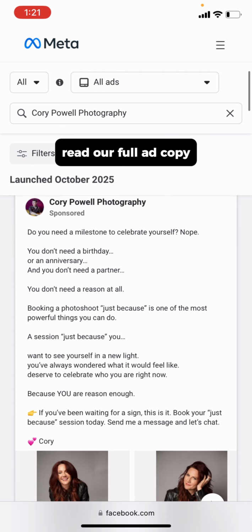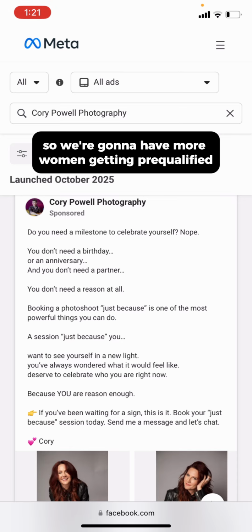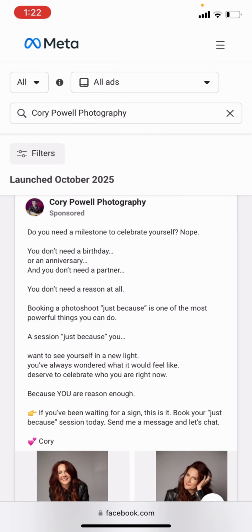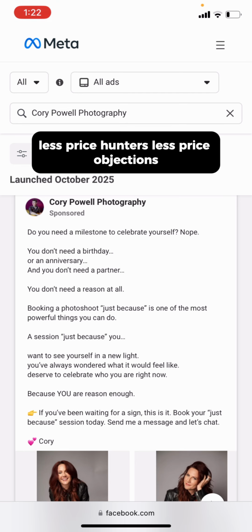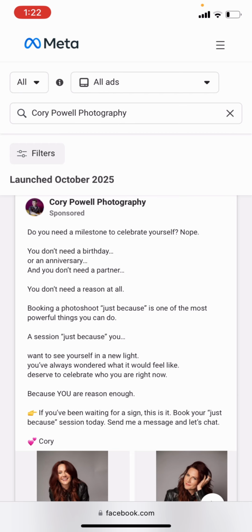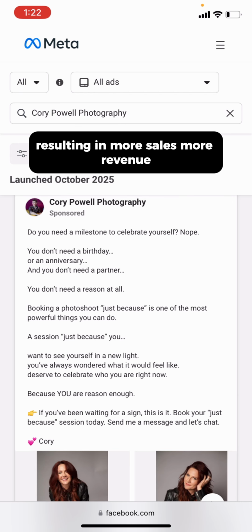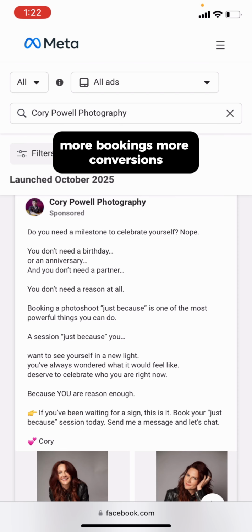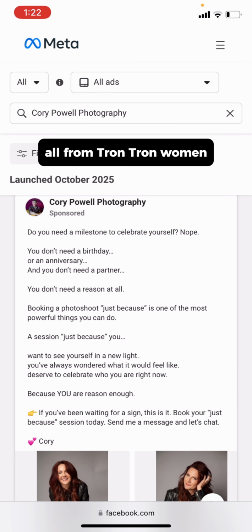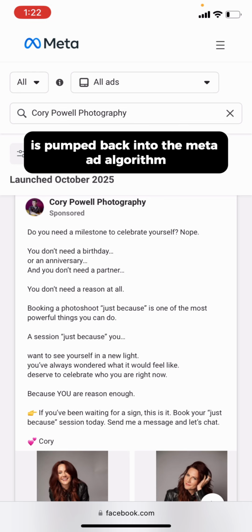Reading our full ad copy, where our offer should be. So we're gonna have more women getting pre-qualified on our offer. So we're gonna have more qualified leads, more qualified appointments. Less price hunters, less price objections, less tire kickers, less ghosting, resulting in more sales, more revenue, more bookings, more conversions, higher ROAS, all from tranche 1 women. And all that data is pumped back into the meta ad algorithm.